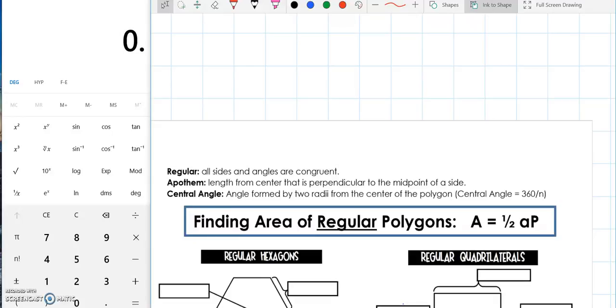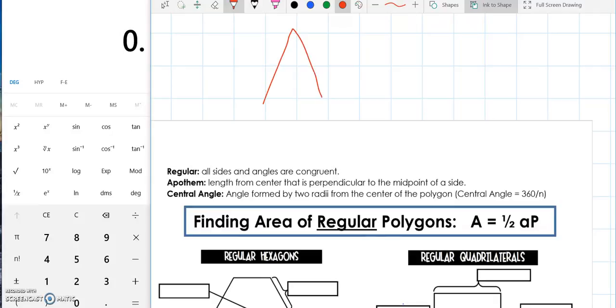All right, there are a couple of vocabulary words I have to go over and some introduction I have to do before I get into the nitty-gritty of how you would find the area of a regular polygon. So first, I'm going to tell you the fact that any regular polygon can fit perfectly inside of a circle.